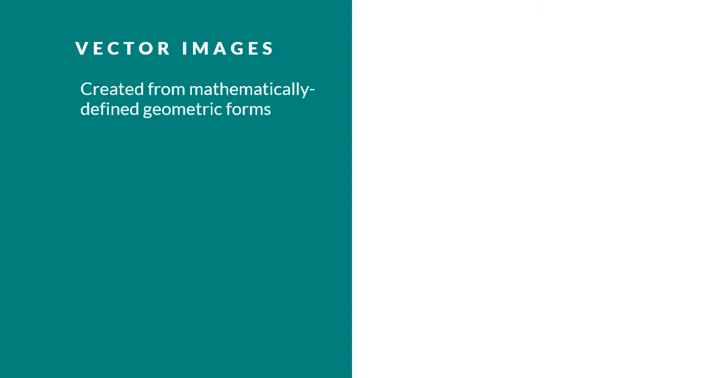A vector, on the other hand, is an image created from mathematically defined geometric forms like lines, fields, and shapes. So when you combine a line to a shape, any shape, then you will create a vector image. They can be enlarged to any size without losing quality. So that's one of the advantages of vector image.